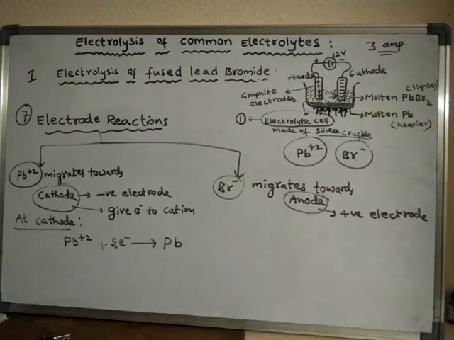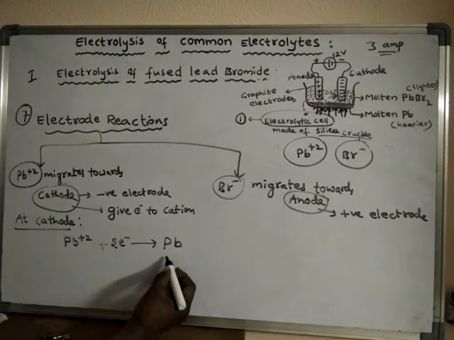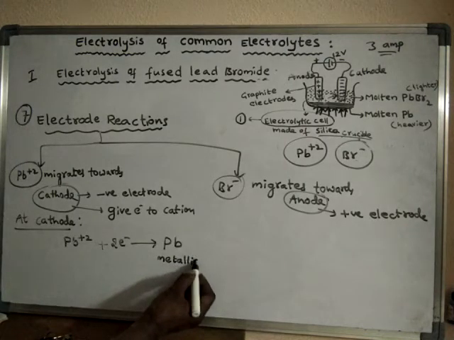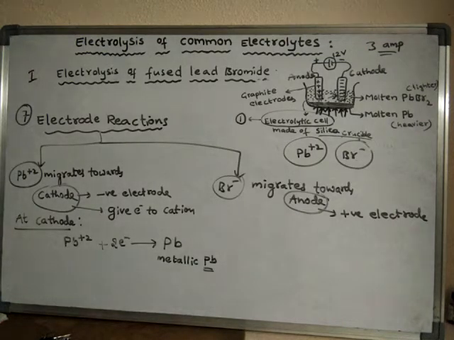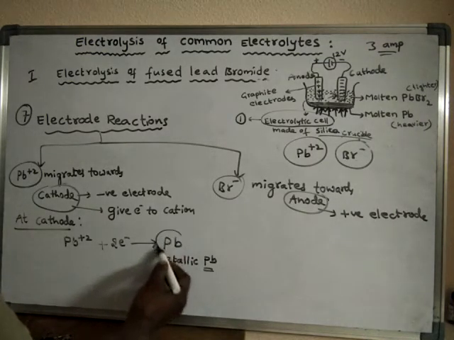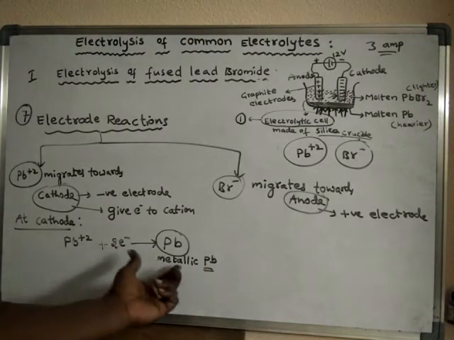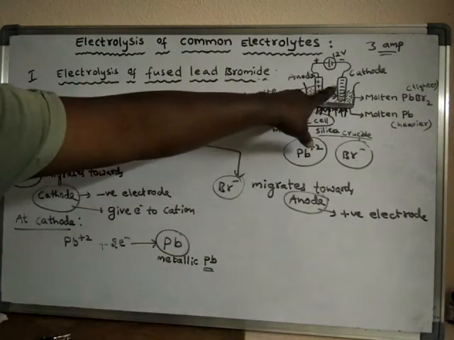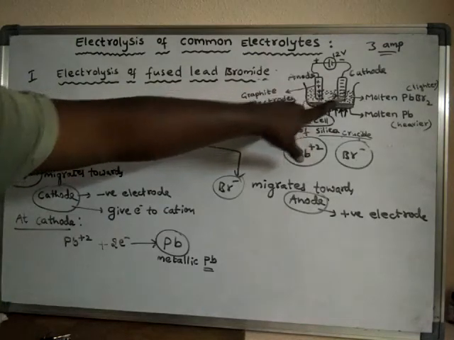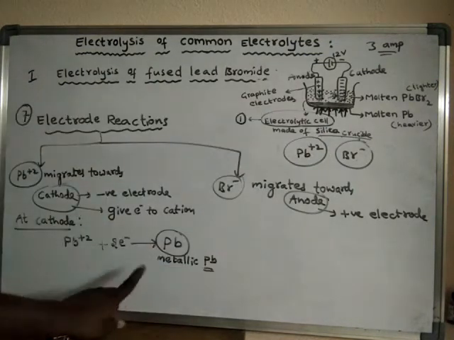This reaction takes place at the cathode, and what is formed? Metallic lead, which has a silvery gray color and is heavier. So at the cathode, lead is formed. These lead ions are discharged and finally form metallic lead.